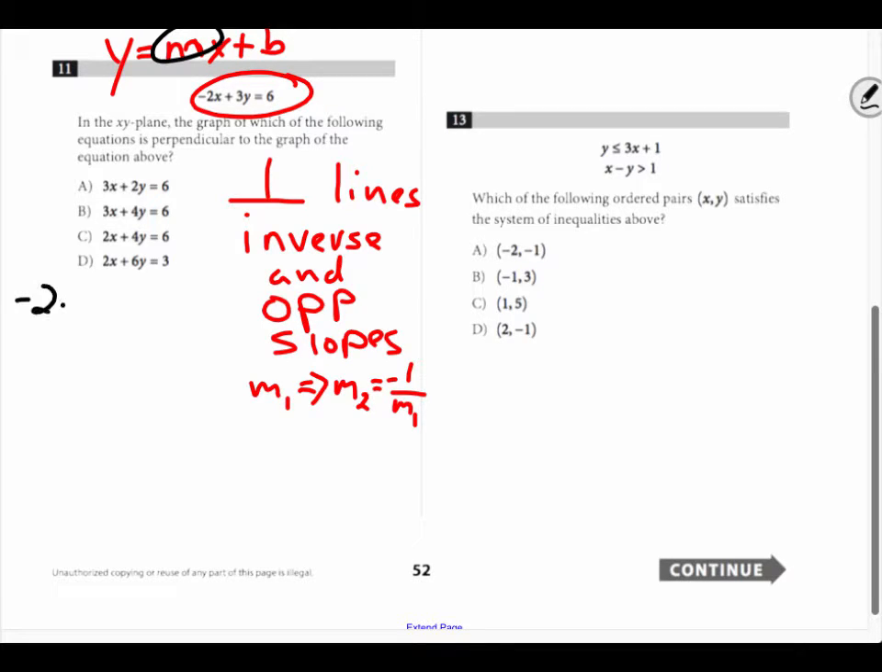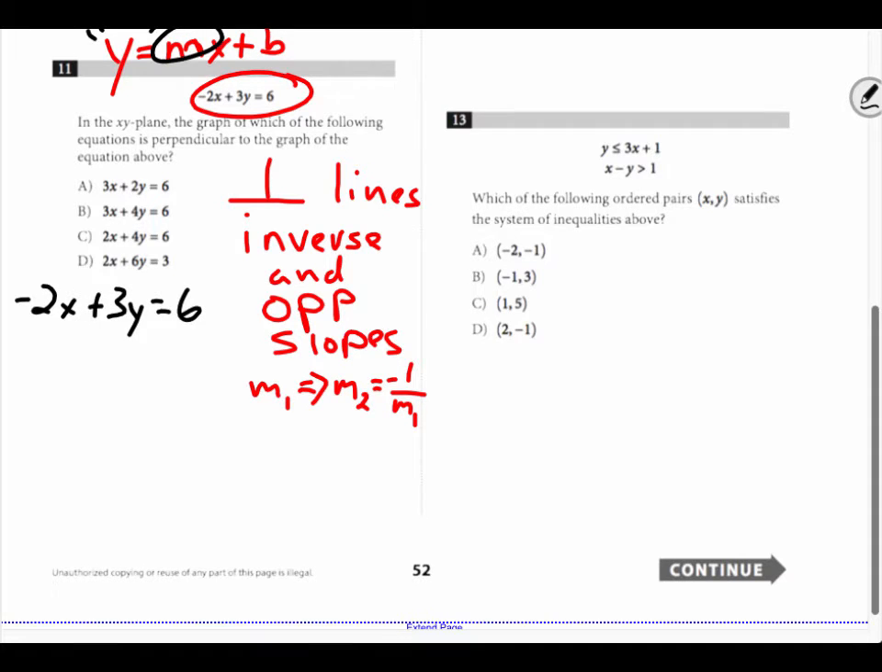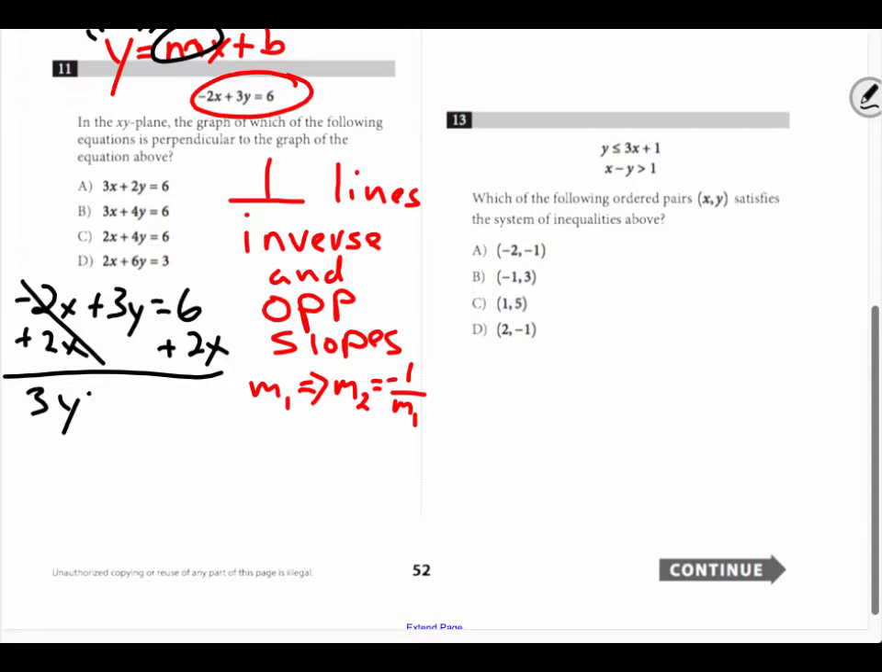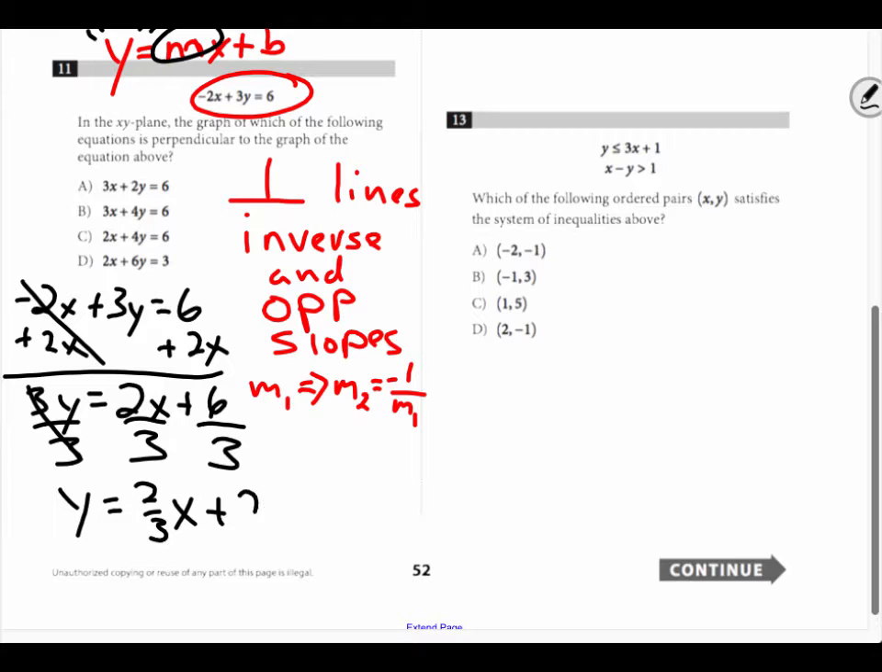So if I say negative 2x plus 3y equals 6. By the way, we're solving for y. So I'm just going to move everything away from y. So I'm going to add 2x to both sides. My x's look like y's. Those cancel. I get 3y is equal to 2x plus 6, because that's a positive 6. Then we divide everything by 3. And I get y is equal to 2/3 x plus 2, right? Because 6 divided by 3 is 2.